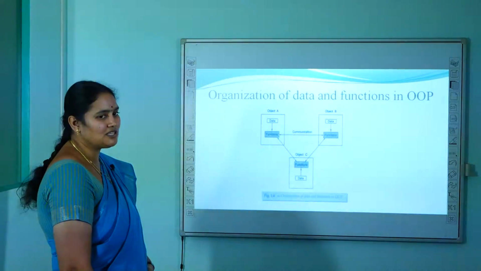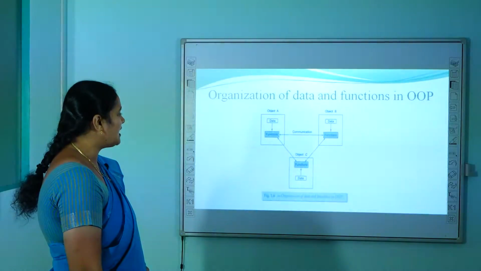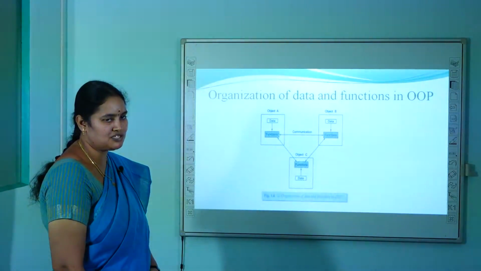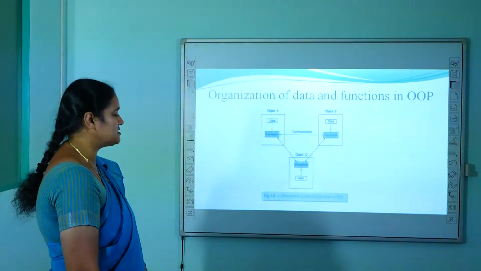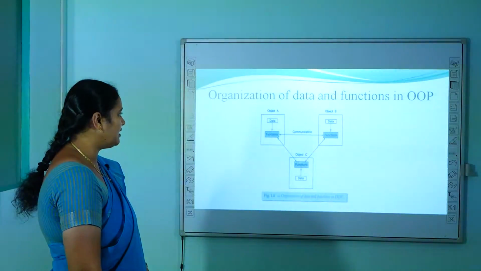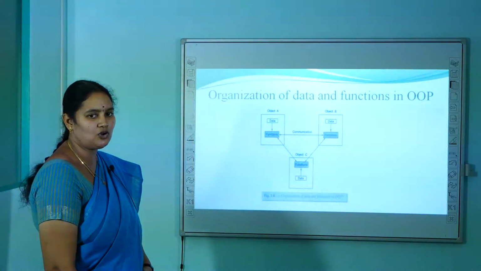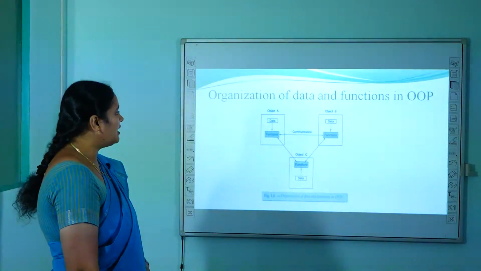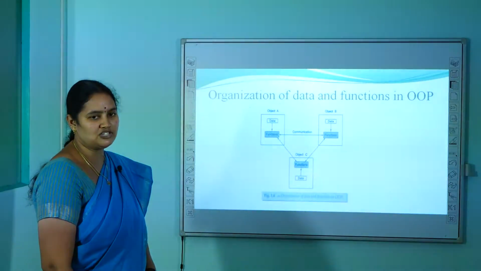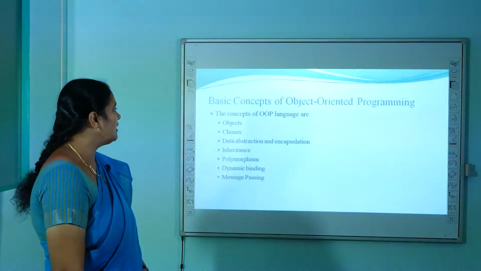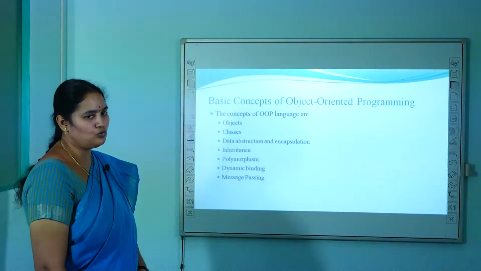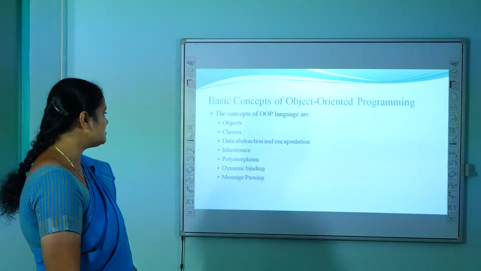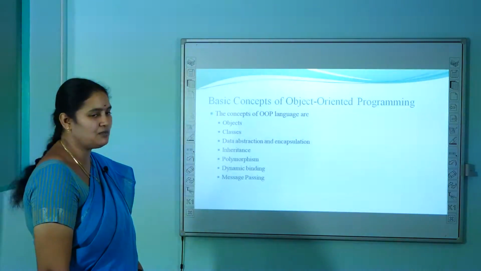This picture shows three classes, class A, class B and class C, and all the classes are invoked only with the help of objects, object A, object B and object C. Each class consists of data and functions which work on the basis of data. So here the data cannot be communicated directly and can be communicated only with the help of functions. These are all the basic concepts of OOPS: objects, classes, data abstraction and encapsulation, inheritance, polymorphism, dynamic binding and message passing.